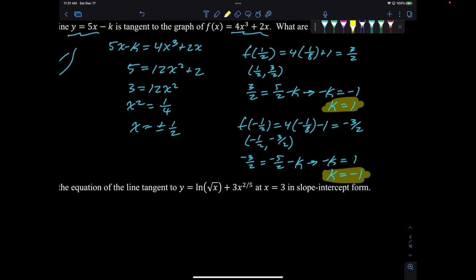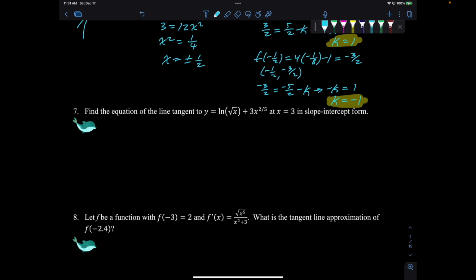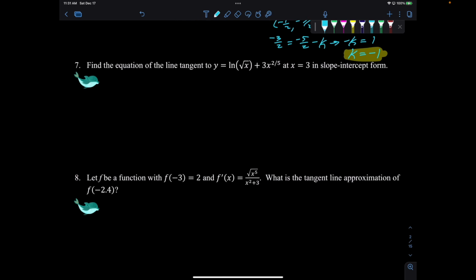All right, that's a good problem. Let's take a look at the next one. The next one seems to be indicating that we're going to use a calculator, but let's see what we should do in terms of work to begin with. So we want the equation of the line tangent to y equals the natural log of the square root of x plus 3x to the 2/5 at x equals 3, and we want that in slope-intercept form.